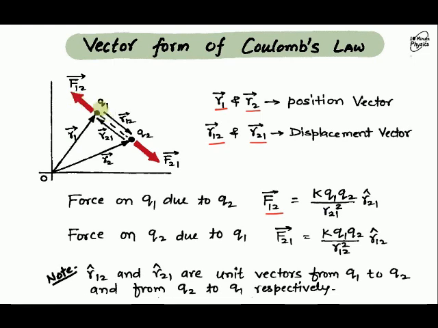So force on q1 due to charge q2, F12, is equal to K. K is a constant. K value is 1 upon 4 pi epsilon naught. So instead of writing 1 upon 4 pi epsilon naught, I have written K. So K into q1 q2 divided by the separation between the charges q1 and q2. I am calculating force on charge q1 due to q2. So that is why the separation we have to take is r21 square into r21 cap.